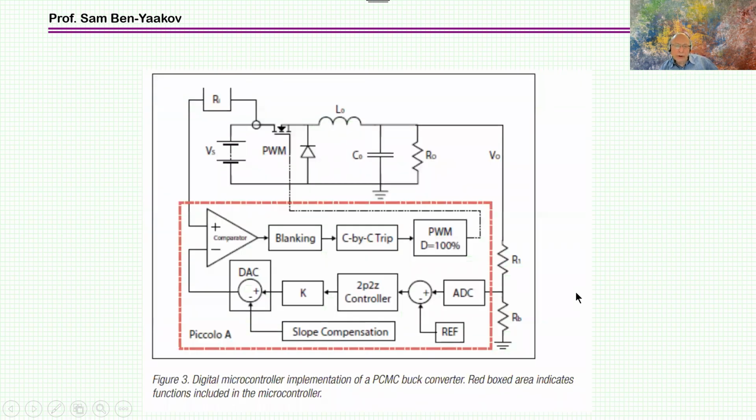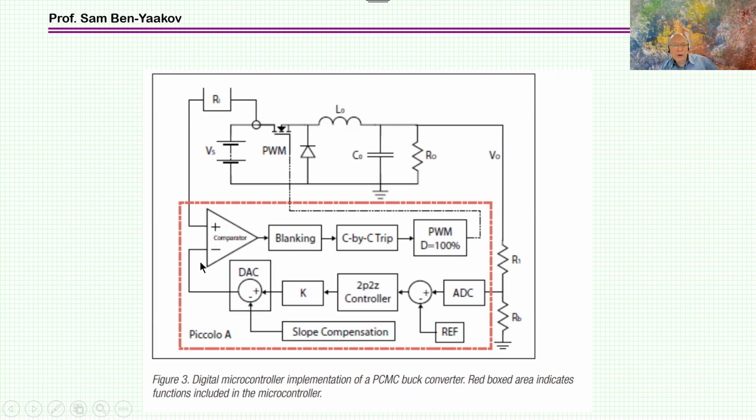Now I'm showing here a digital implementation. And again, this is a buck converter, the switch. Now we are measuring the current here, because when the switch is on, this is when we are interested in the current, when the current in the inductor is building up, when the voltage here is high. And again, there is a comparator which is done in an analog way. The rest of it is digital.